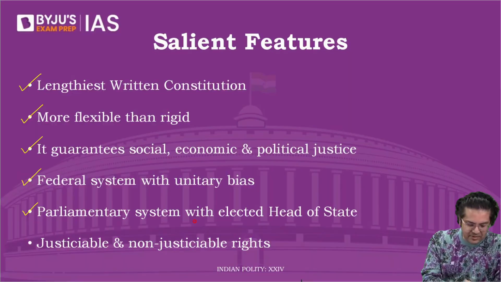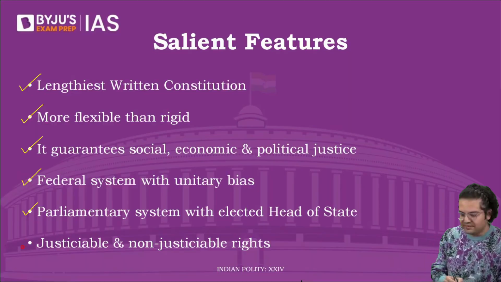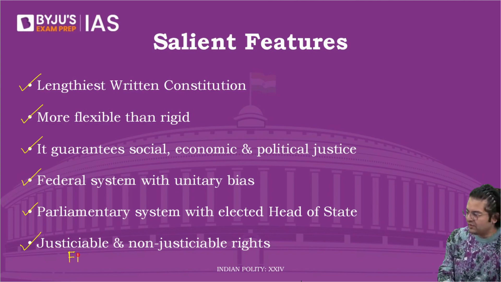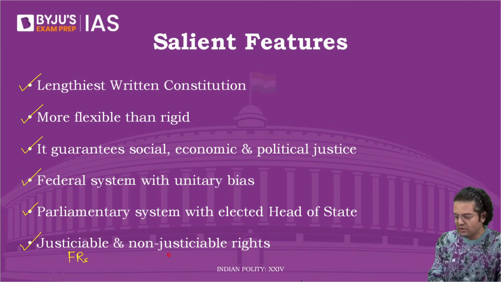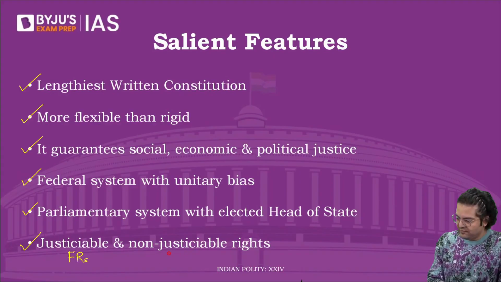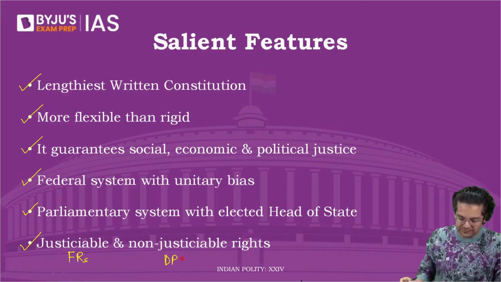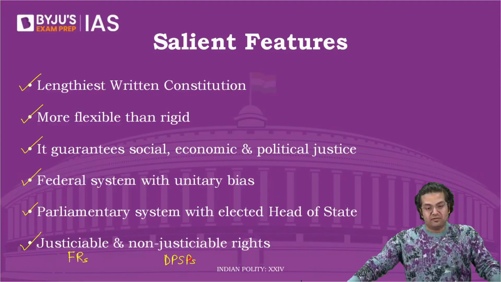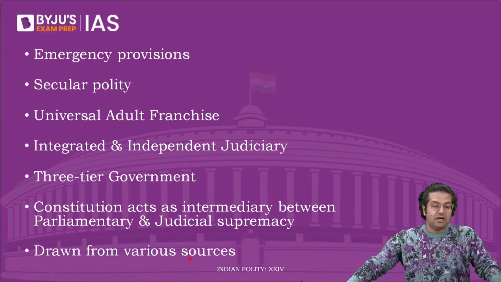Then justiciable and non-justiciable rights. This is fundamental rights. What is this here? What is this here? Tell me what to write. Very good. DPSPs. Excellent. Then emergency provisions. Of course, we have that also. How can you forget emergency provisions?